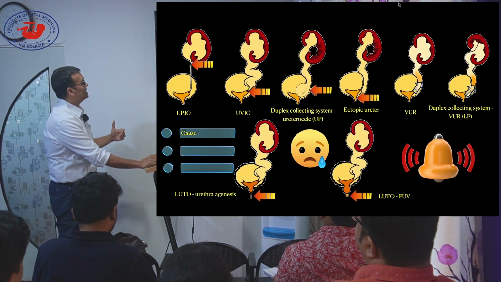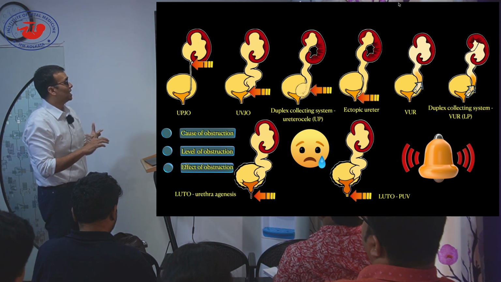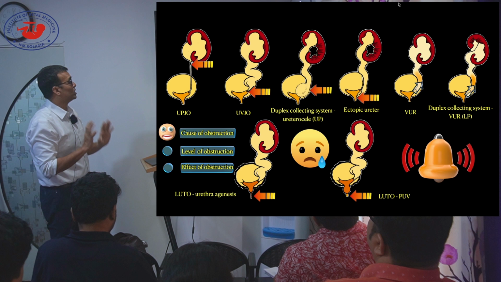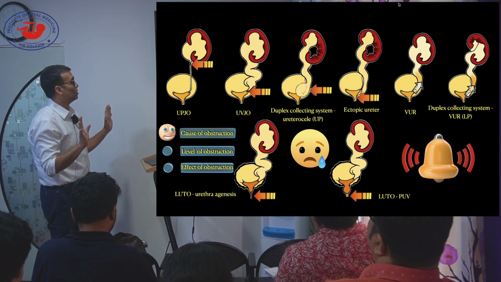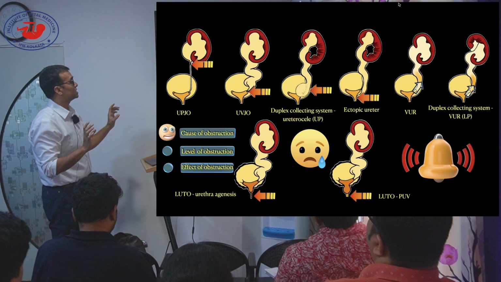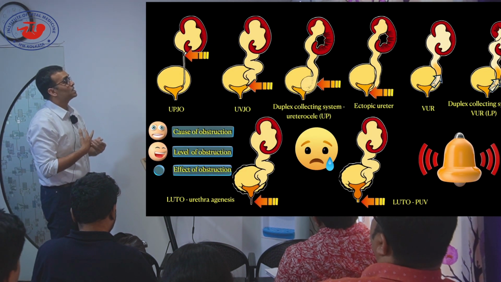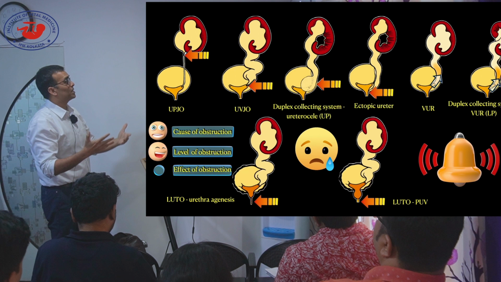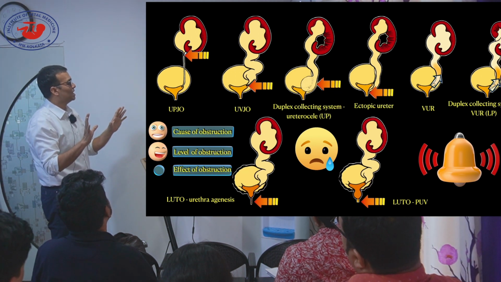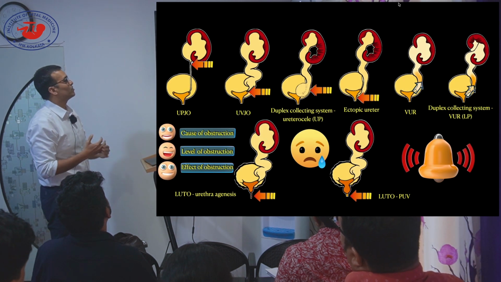Now there are three things when you see this: cause of obstruction. What is the cause of obstruction? We are not at all good at the cause of obstruction. We don't know. These are mostly a postnatal diagnosis. Next is the level of obstruction. Level of obstruction, yes, sometimes we may predict, sometimes we may not predict. But at least the level of obstruction, to some extent, we may predict. Third is the effect of obstruction.